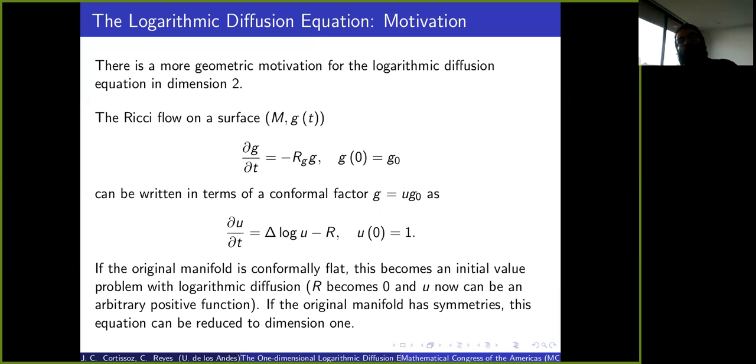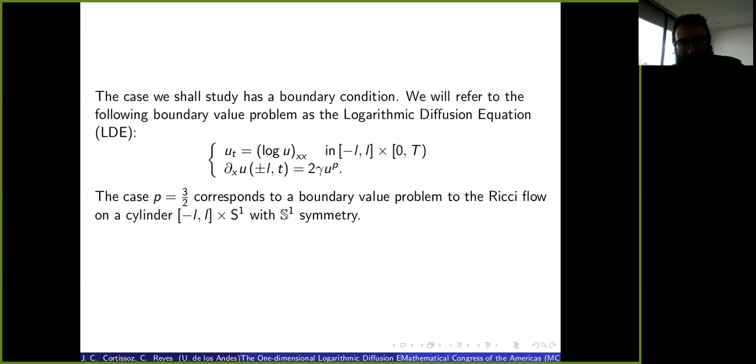Okay, so I'm gonna present right away the results we have about the one-dimensional logarithmic diffusion equation. It has been studied in other contexts, say without boundary conditions. I'm gonna tell you about the boundary conditions next, but it has been studied without boundary conditions in other contexts. And it has revealed some interesting behavior. And I would like to think that the behavior I'm gonna show you now is also interesting. So let's see. These are the boundary conditions I'm gonna impose.